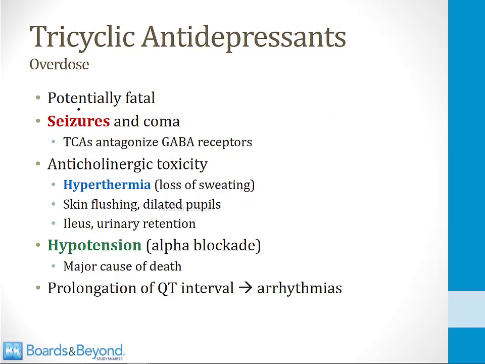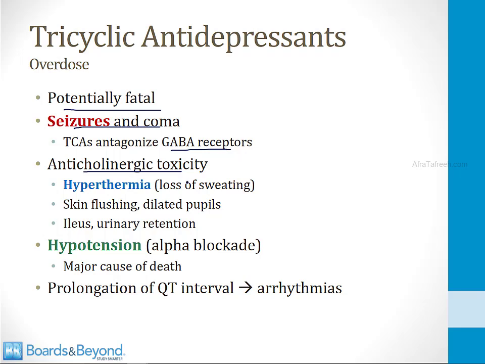The problem with tricyclic antidepressants, in addition to the side effects, is that when they're used to treat depression, if patients become suicidal and overdose on these drugs, they're potentially fatal. All of the things I've listed on this slide can occur among patients in the setting of a tricyclic antidepressant overdose. First of all, patients can develop seizures and potentially coma. That's because at high dosages, tricyclics antagonize GABA receptors in the brain. These drugs also block cholinergic receptors, so they can cause anticholinergic toxicity.